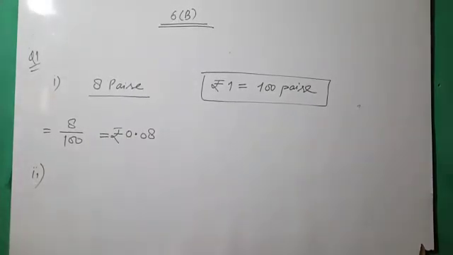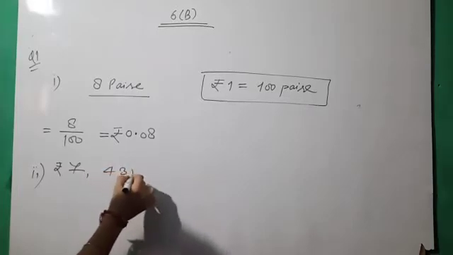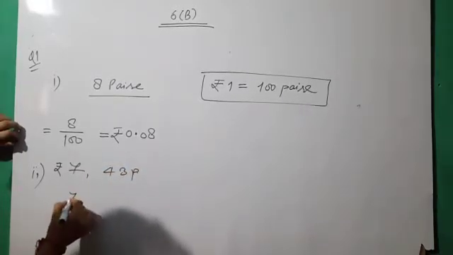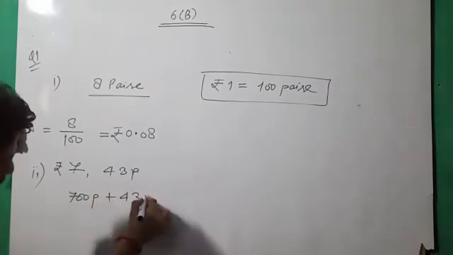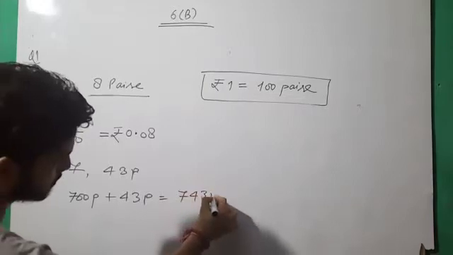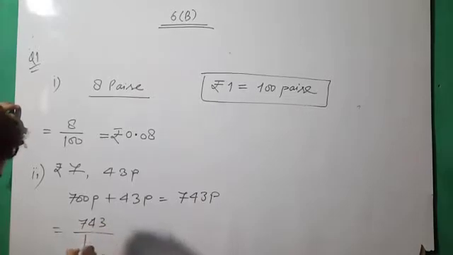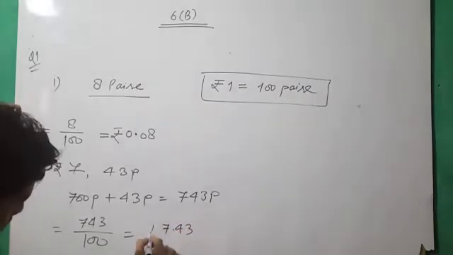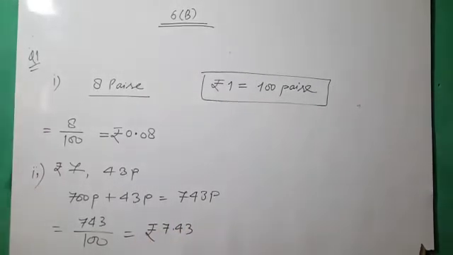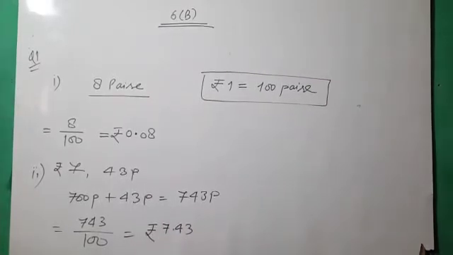Now question number fifth is 7 rupees 43 paise. Okay, 7 rupees means 700 paise, plus 43, so total of 743 paise. Now we have to convert into rupees, so we just divide this number by 100, so the number becomes 7.43. So we can say that this is 7.43 rupees.